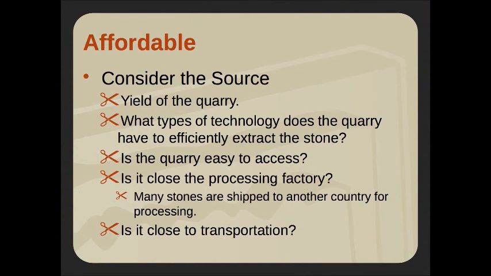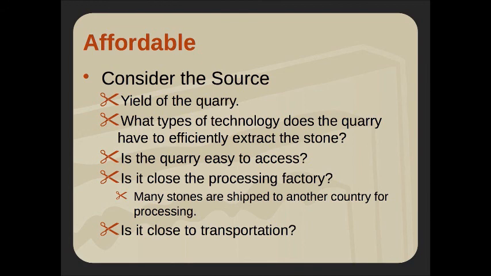So we've got to consider the source in terms of affordability. The yield of the quarry. Is it a material with a lot of waste? Well, that's going to drive up our cost. What type of technology does the quarry have to efficiently extract the stone? If they're not up to snuff, they're not going to be able to pull the block out quickly enough. So you've got a potential schedule issue there, and that just extends the cost to everybody.